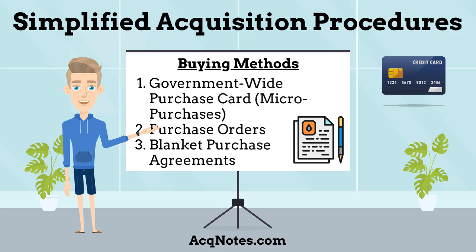What are the simplified acquisition procedures buying methods? There are 3 buying methods prescribed in FAR Part 13 for simplified acquisition purchases. 1. Government-wide purchase card, micro-purchases. 2. Purchase orders. And 3. Blanket purchase agreements.